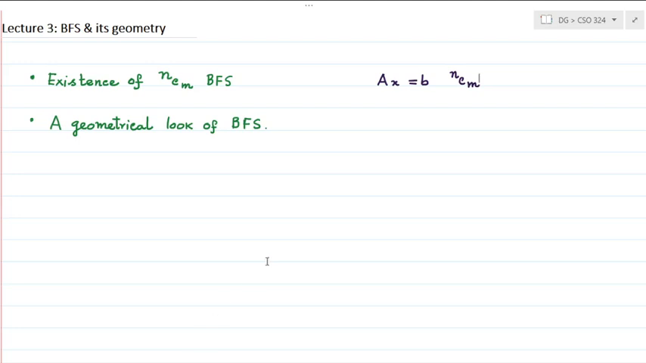Hello my dear students, the topic of discussion of this lecture is proving a result which will tell us under which condition a given system of equations Ax equals to b will have the maximum number of basic feasible solutions, and the maximum number of basic feasible solutions for a system Ax equals to b, where A is a matrix of order m by n, is NCM, that we have learned in the last lecture.